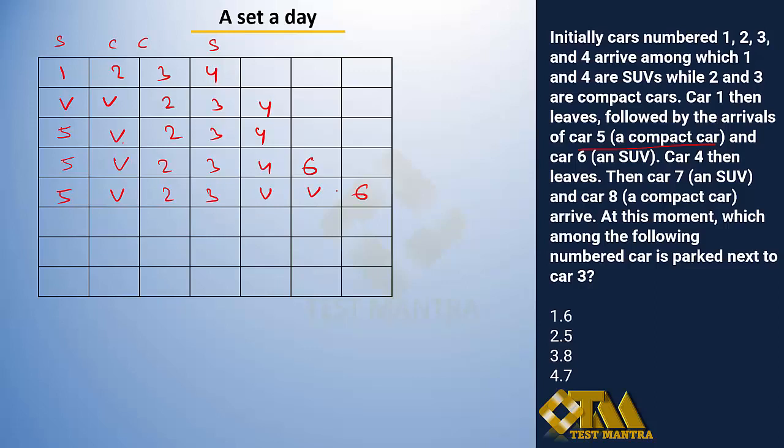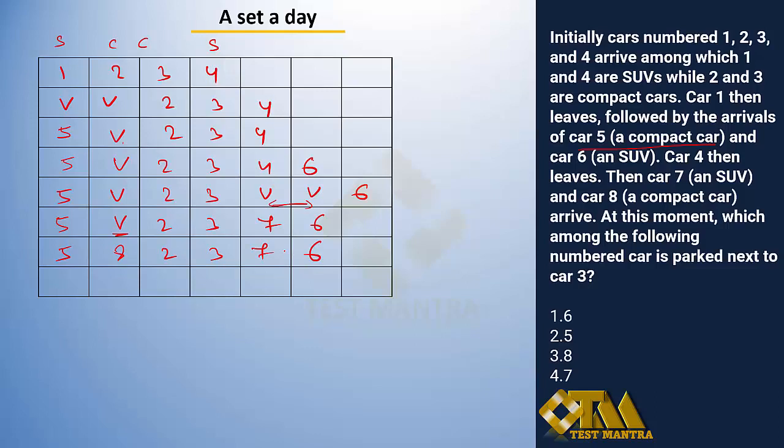Then car 7, an SUV, is coming. For car 7 I need 2 consecutive empty slots, which are available at this point. So I can insert car 7 here. So it's 5, V, 2, 3, 7 and then 6. And car 8 is a compact car, so car 8 will be filled at this point. So 5, 8, 2, 3, 7, 6 will be the final arrangement in this case.